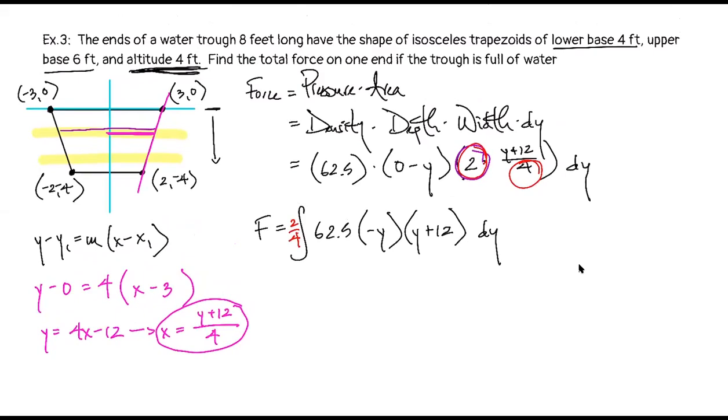As far as my bounds go, what is the lowest depth according to the way I have set up the coordinate axes? -4. Yes, -4. And the highest depth? 0. There you go.